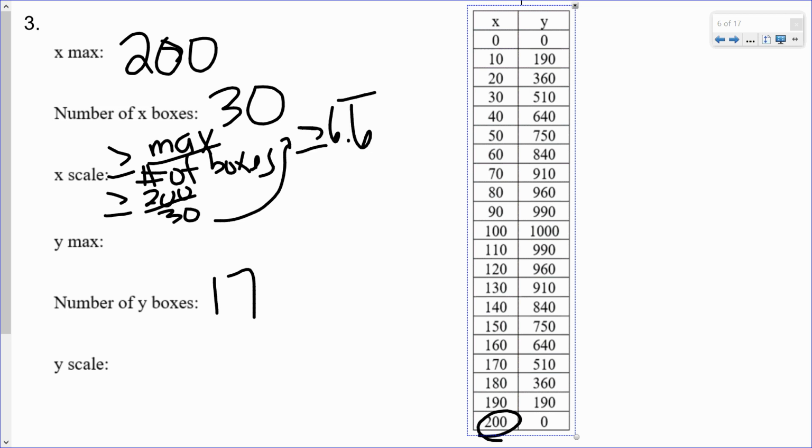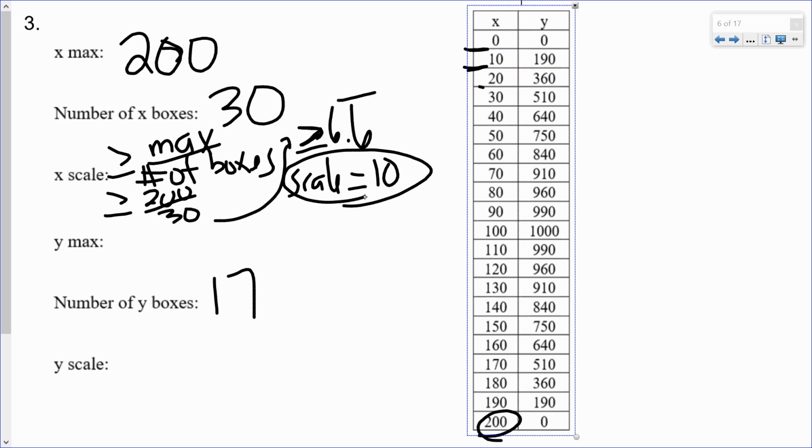So you want to choose a value that's close to 6.6 repeated, but easy to work with. Especially since my X's are going by tens, I think a scale of 10 would be great. It's going to really make things easier. It's almost double the 6.6, but because it's going to make it so much easier to plot these points, I'm going to go with that.